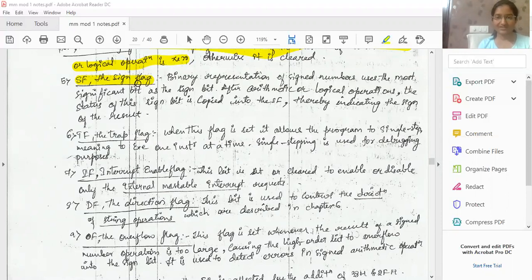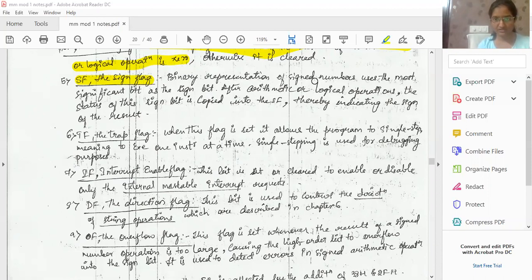What are signed numbers and unsigned numbers here? Signed numbers are those which include numbers both negative as well as positive. From negative to positive numbers are all included in signed numbers. In unsigned numbers, they start from 0 and include all the positive numbers. 0 to all positive numbers are unsigned numbers. So that is what is being explained here.